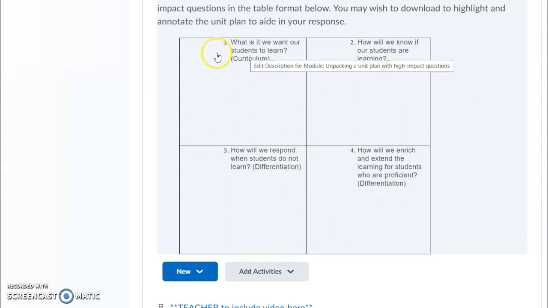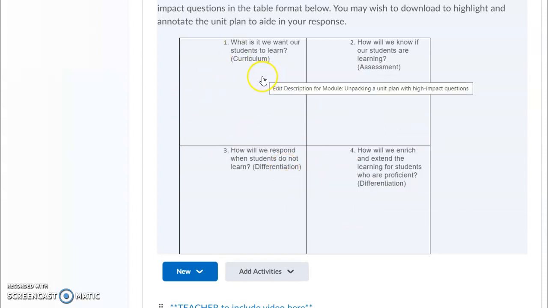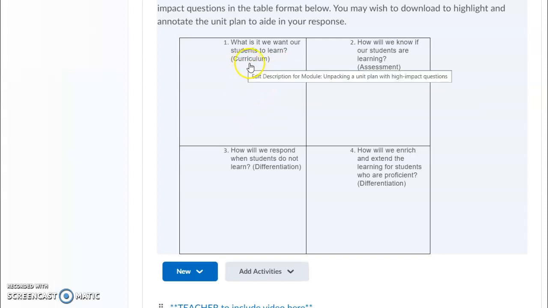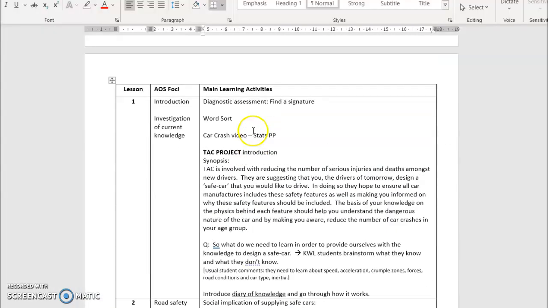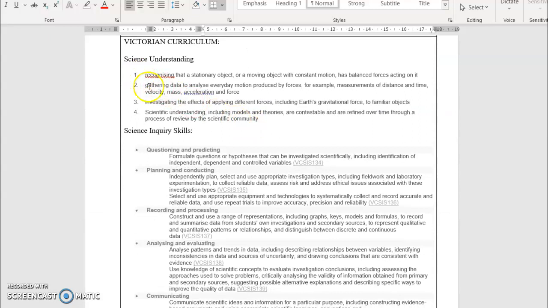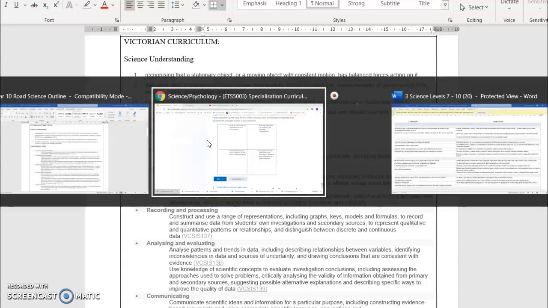Okay, so let's think about what we'd write in terms of the motion topic, in terms of what we want our students to learn. So clearly it's the curriculum. Going back to our unit plan, we would copy and paste all of these, and it is the 2 strands, the science understanding strand. So we've got the physical science ones in there, and we've got the science inquiry skills as well.